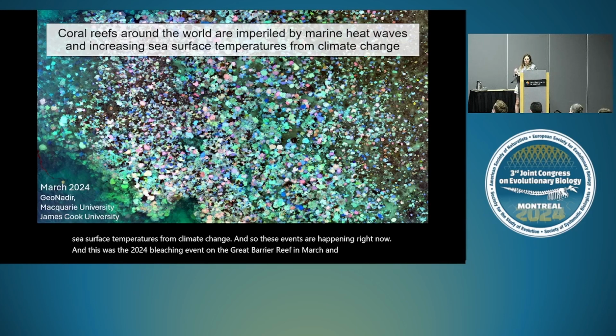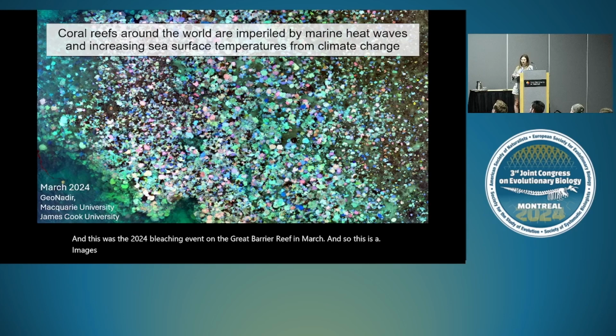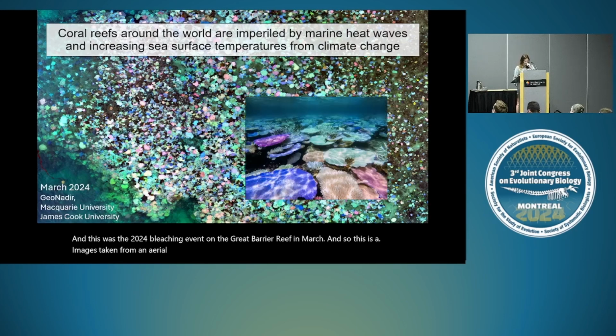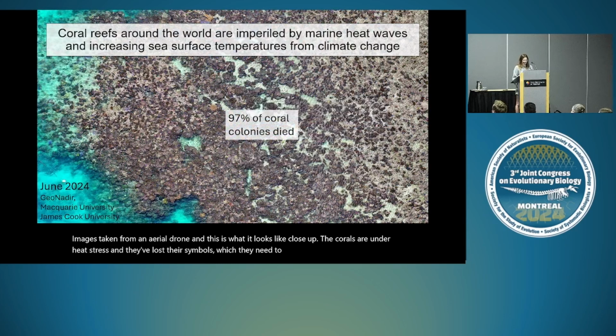And so this is a mosaic of images taken from an aerial drone. And this is what it looks like close up. The corals are under heat stress, and they've lost their symbionts, which they need to survive. And in June 2024, in this particular reef, 97% of the coral colonies had died.